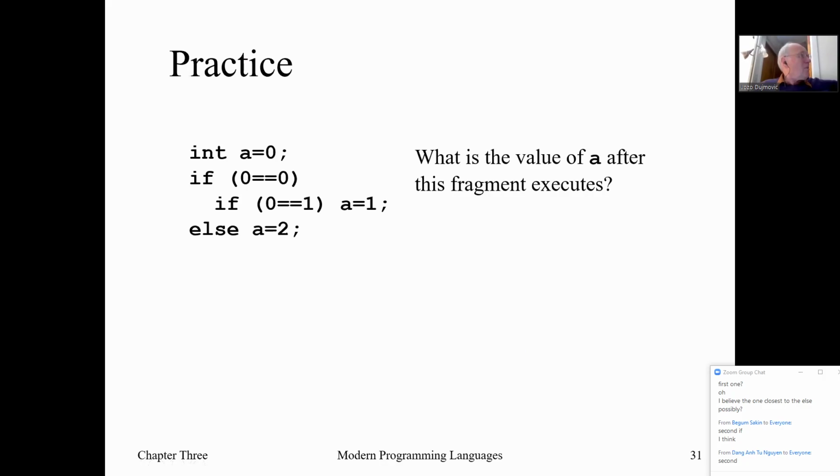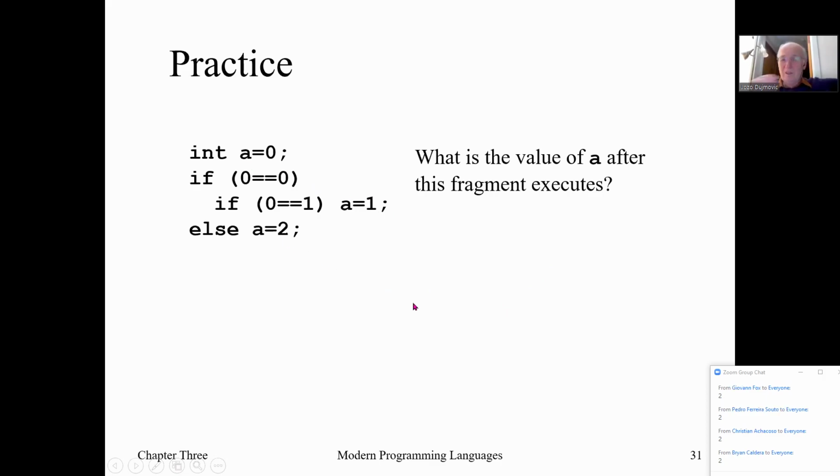Here is a practice example that is given by Weber, and he asks you to tell what is the value of A at the end of this statement. Can you quickly think, and can somebody tell me what is going to be A? Can you repeat the question really quick? The question is written here. What is the value of A after this fragment executes? A can be 0, or can be 1, or can be 2.